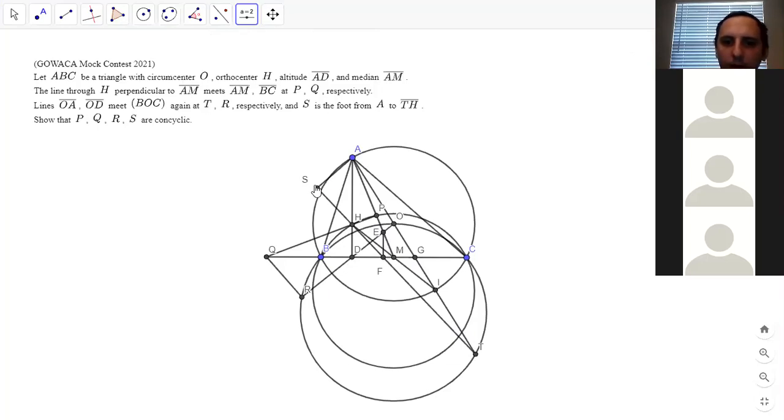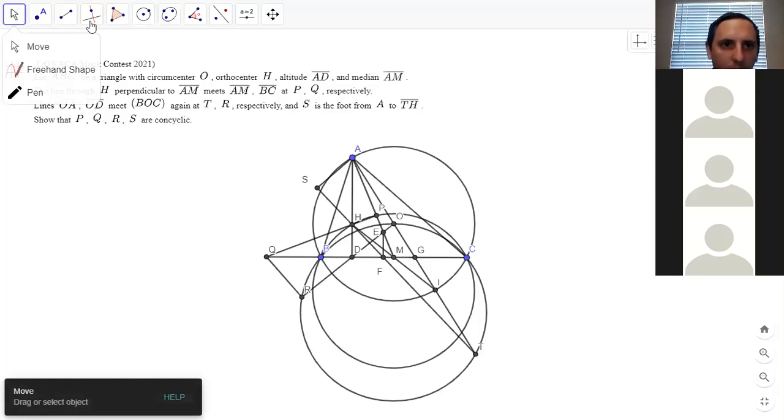The angle chase I did: angle SPQ is the same as SPH, which is the same as SAH. And SAH is the same as HFD, because SAH is 90 minus SHA, and that's HFD. So we have SPQ is SFQ basically. Yeah, nice. All right, so I will type that up.